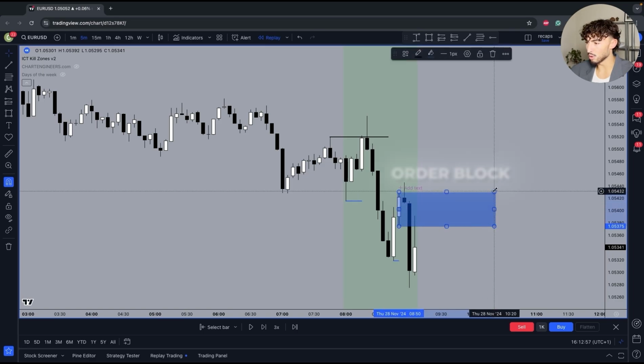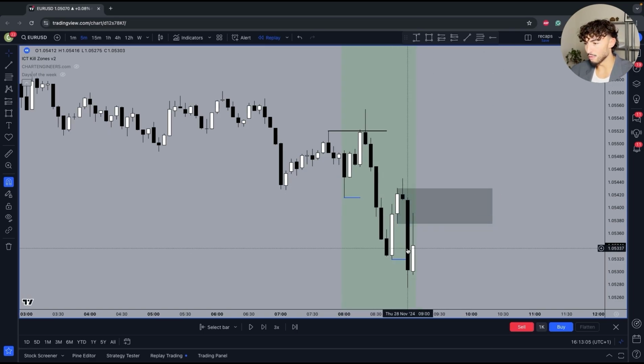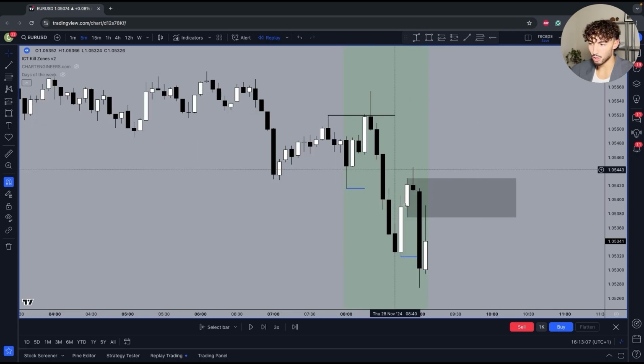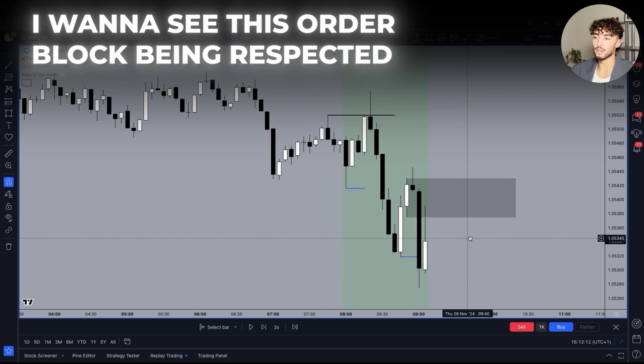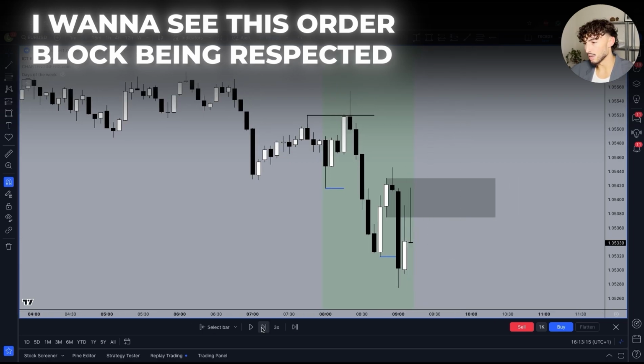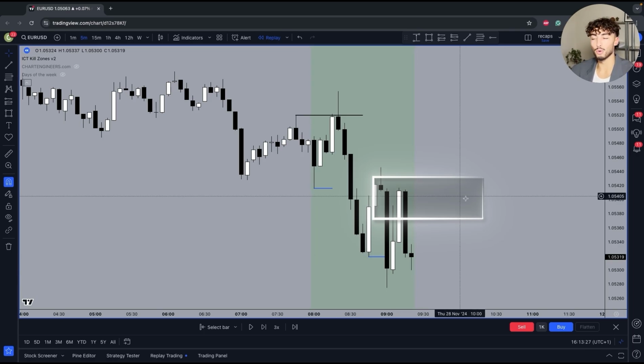Right here we have an order block. So you can see MSB here, last up candle before the market structure break, which forms this order block here. So I want to see this order block being respected for me to confirm the bearish order flow. And then you can see it had a reaction, and then you can see it being respected. So now I could look for shorts unless this order block gets violated.